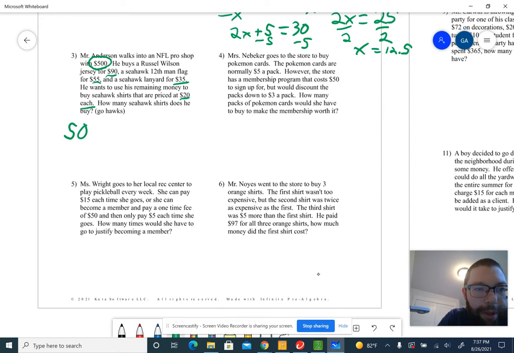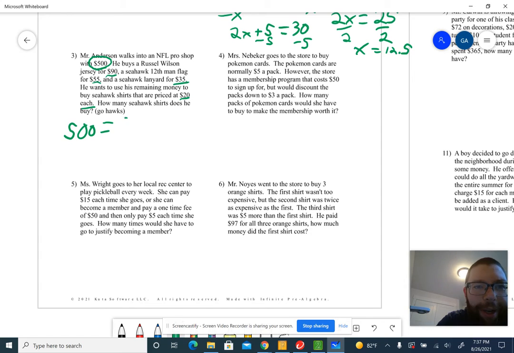I'm going to set it equal to 500. It cannot be more than 500, right? Now, I have some fixed costs because I'm not buying a bunch of Russell Wilson jerseys. Also, jerseys are really pricey. Have you guys noticed that? I'm sure not all of you have tried to buy a jersey, but they're like hundreds of bucks.